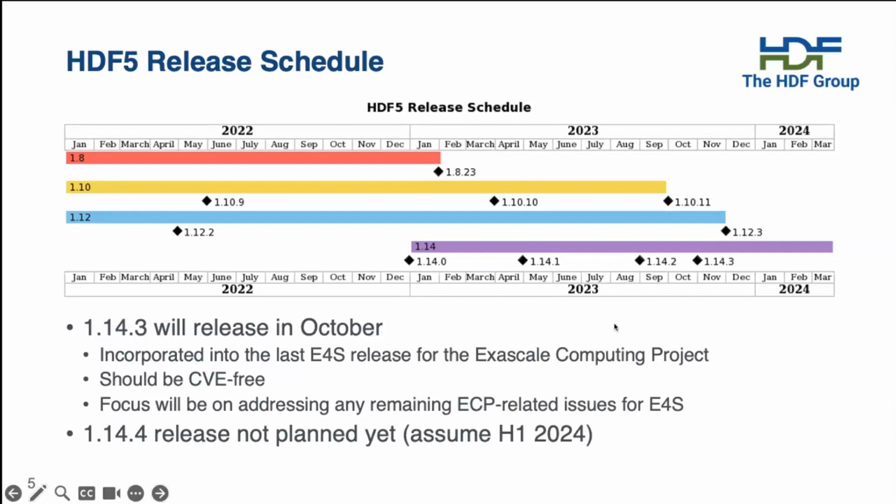Okay. So yeah, we have a release coming up in October. That's going to be a release targeted towards the E4S release for the Exascale Computing Project. That's their big package of all their ECP software. It should be CVE free. We've got the last one that we're just finishing up now. And the focus on that will be addressing any remaining HPC and Exascale Computing Project related issues for the E4S release. I haven't put the 1.14.4 release on the schedule yet, but that'll probably be sometime in the first half of 2024.